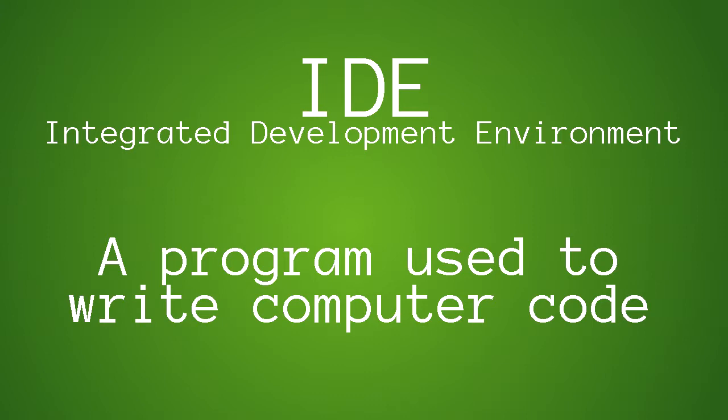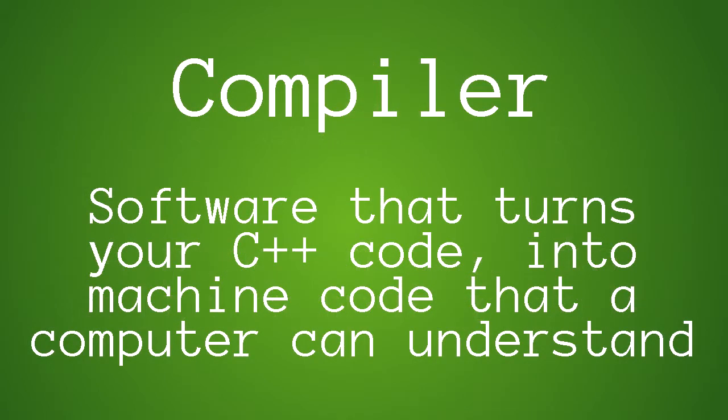Now, the second thing we'll need to write our programs is a compiler. And the compiler is basically software that turns your C++ code into machine code that the computer can actually understand. Now, back when I first started programming, I never really understood the compiler, and nobody really explained it to me, so I'm going to give you a brief explanation of the compiler.